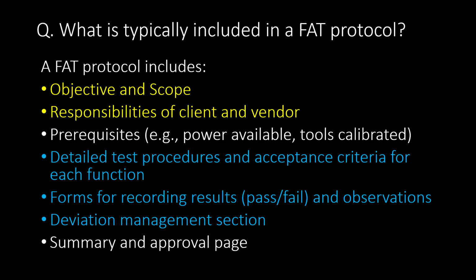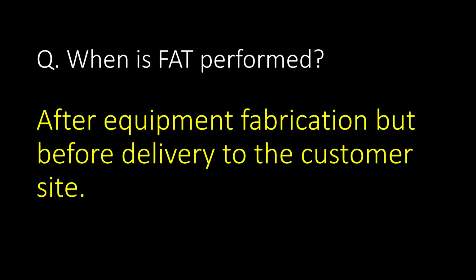A FAT protocol includes objective and scope, responsibilities of client and vendor, prerequisites, detailed test procedures and acceptance criteria for each function, forms for recording results, pass or fail and observations, deviation management section and summary and approval page. When is FAT performed? FAT is performed after equipment fabrication but before delivery to the customer site.